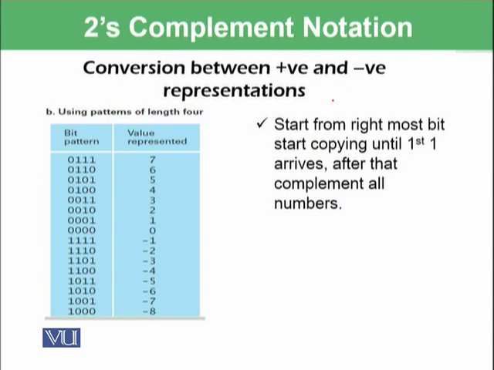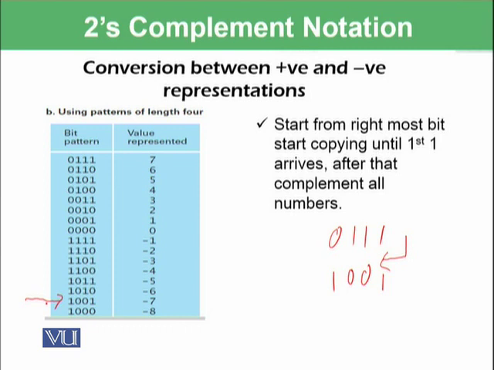So how do we convert from positive to negative representation? Here is a shortcut way. For example, if 7 is represented with 0111, what bit pattern would represent -7? You start from the right side until the first one is reached. We have reached the first one immediately, and after that all of the ones are changed to 0 and 0 is changed to 1. So this will form 1001, which is representing -7.